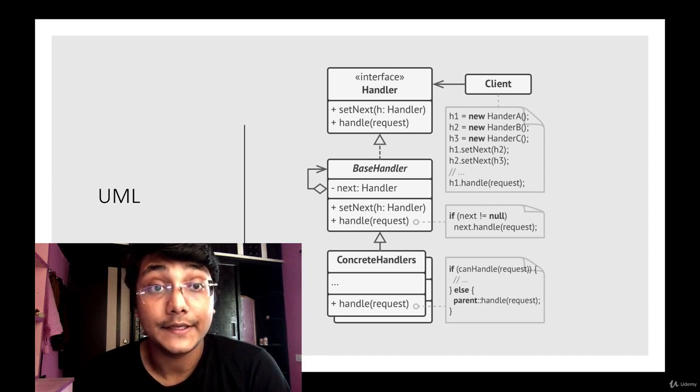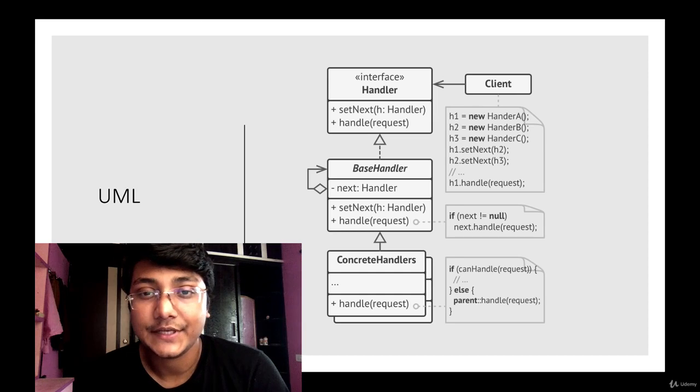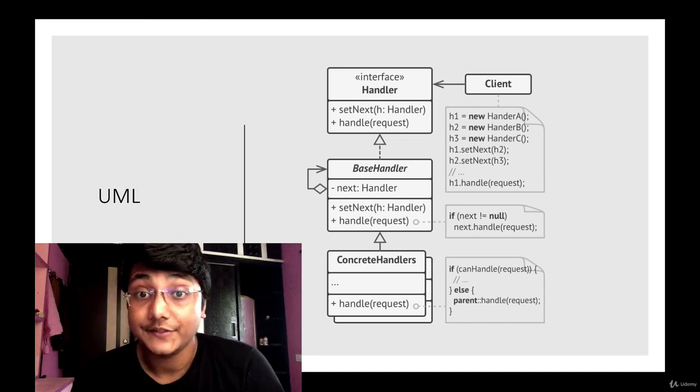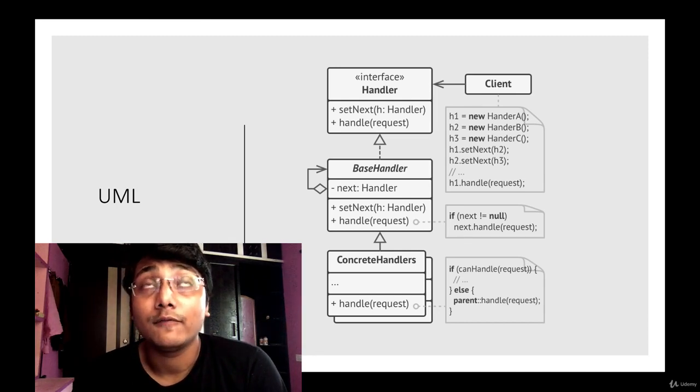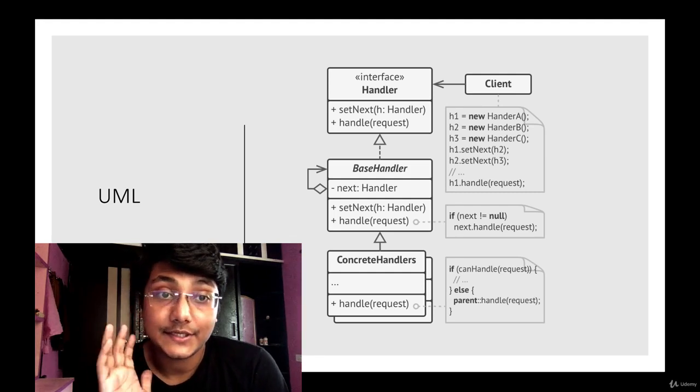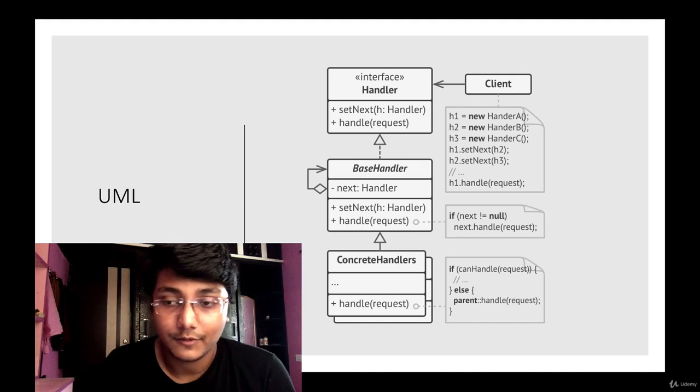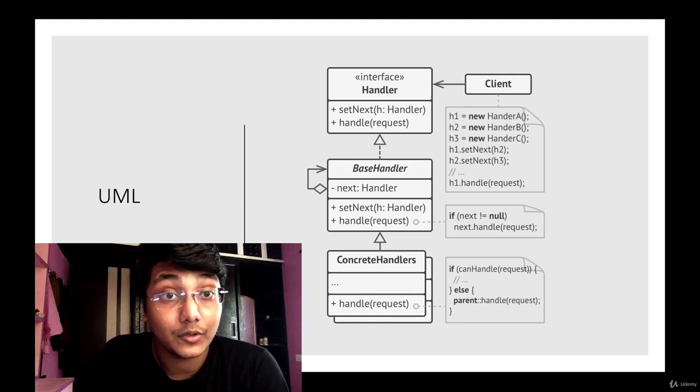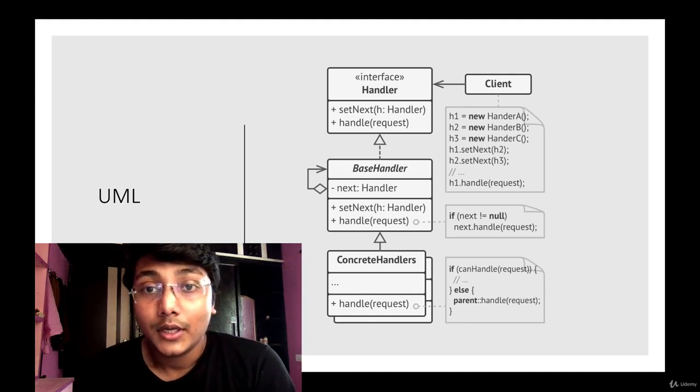Since you have now understood the problem this design pattern is trying to solve, let's take a look at the UML diagram. The UML diagram is also quite simple. We have a handler interface which has two methods, set next and handle request. You can understand set next if you are familiar with the linked list data structure, where every node in the linked list is a handler which provides its own implementation to handle the request.